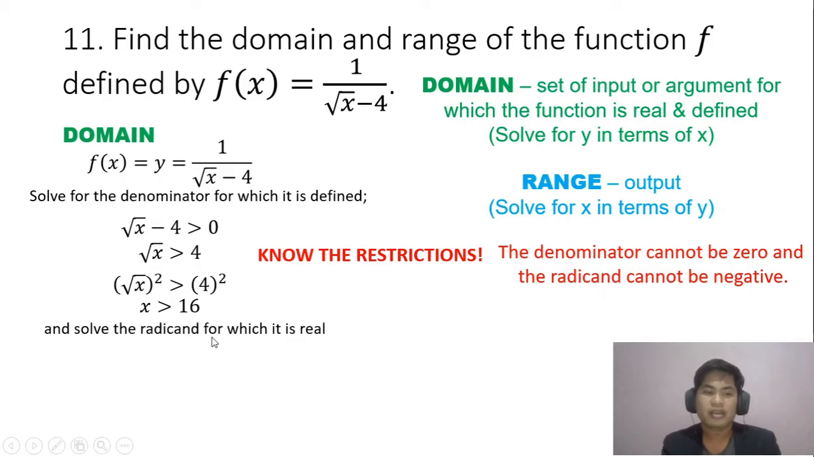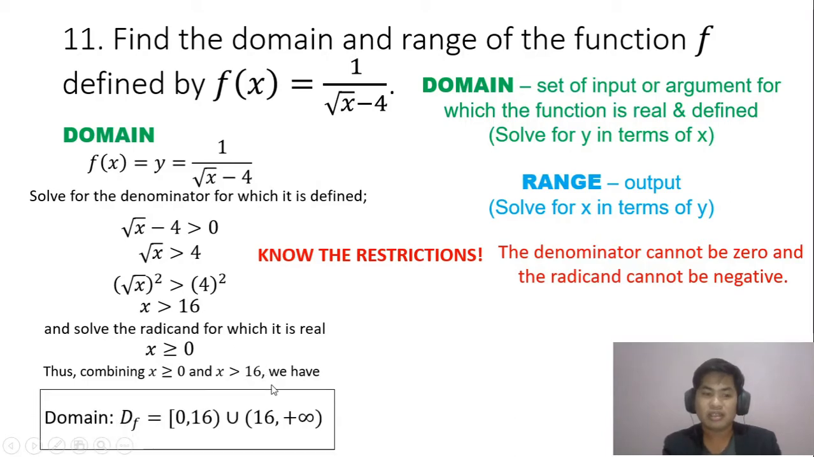Then, solve for the radicand for which it is real. Kanus-a man siya ma-real? Pag ang x dili negative. So, x is greater than or equal to 0. Mao lang na siya. Then, i-combine nato, combining the two. So, we have this solution, x is greater than 0 and x is greater than 16. So, this is our domain.